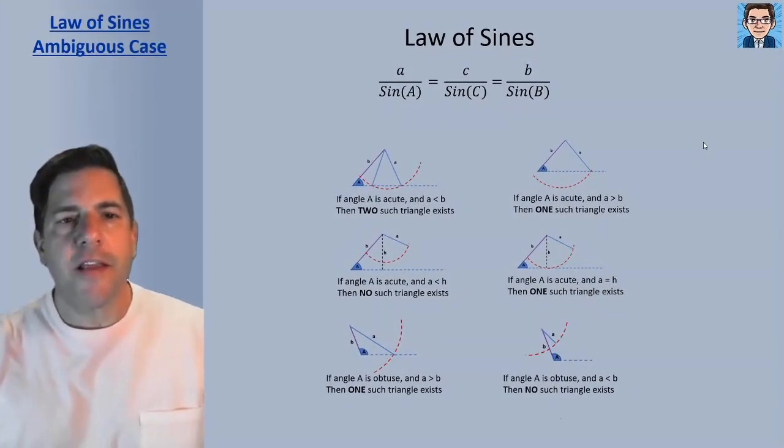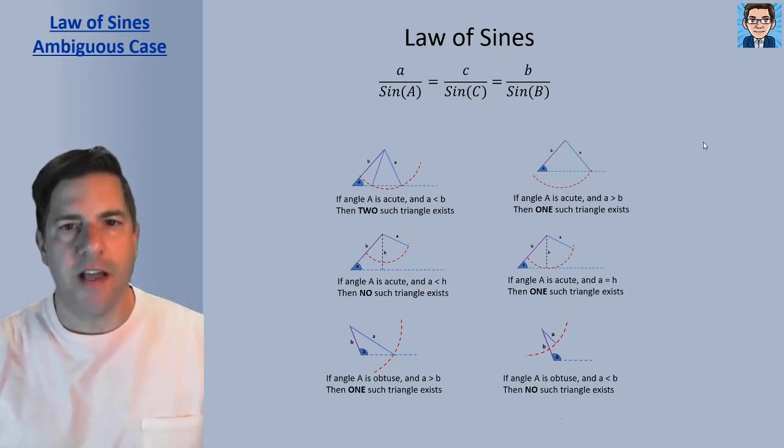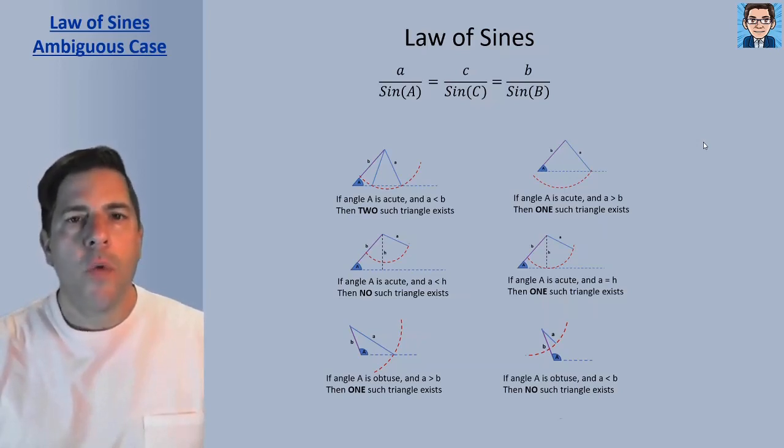Hi, let's take a look at the ambiguous case of the law of sines. So what that means is we can use the law of sines to calculate for a missing angle when we have two sides and a non-included angle. However, when we do that, we get a situation where we can either get two possible answers that are correct, or in some situations there's no possible answer that's correct.